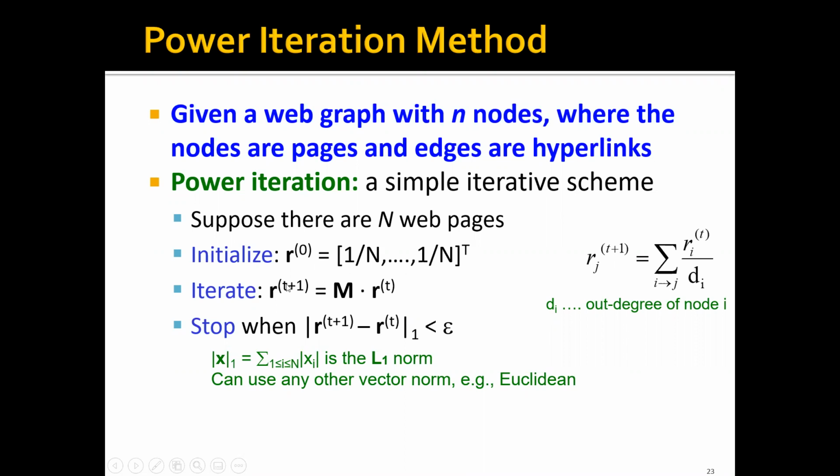And then we update the vector r to be M times r, and we'll repeat updating this r a lot of times using this equation until what? Until the distance between r^(t+1) and r^t is smaller than some threshold. And note that this equation is actually equivalent to this equation, where we're summing up all the votes from all the inlinks, which is indexed by i.